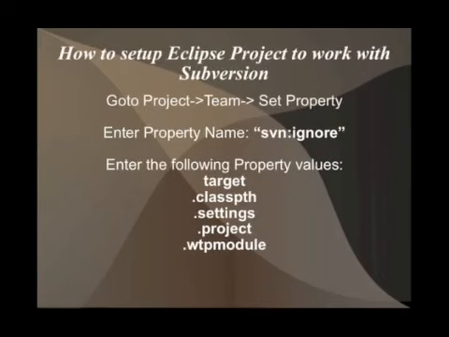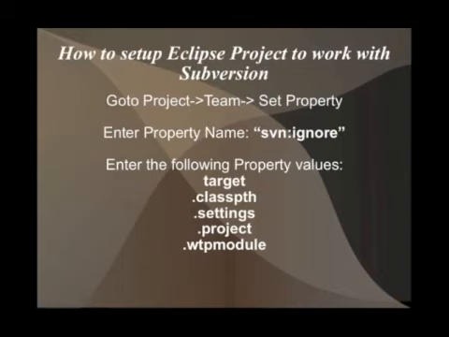Okay, so you click on File, Maven, Project, and that's how you make the project. Now, to work with Subversion, because you're using Maven, there's a couple things that you should go into. First, I would right mouse click on the project, go into Team, and set the properties, and enter for the property name svn:ignore. Then enter the following property values: target, classpath, settings, project, WTP module.